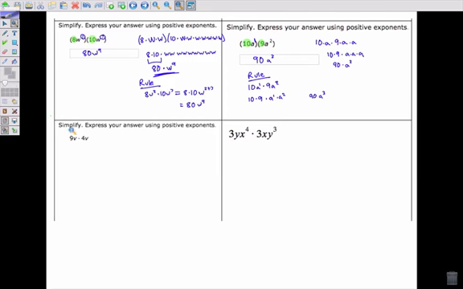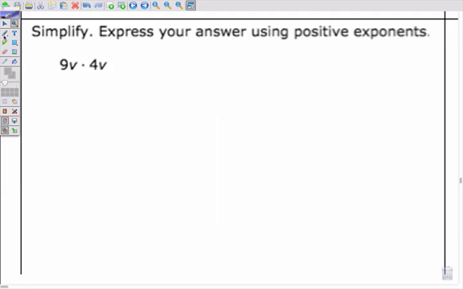All right, next one. This is an example off of some of the practice links that you'll be doing in your timeline. This one gives you a 9v and a 4v. This, again, if there's no exponent, just means 1, so write in little 1s. It's really 9 times v to the 1, and 4 times v to the 1. And that is the same as 9 times 4 times v to the 1 and v to the 1.